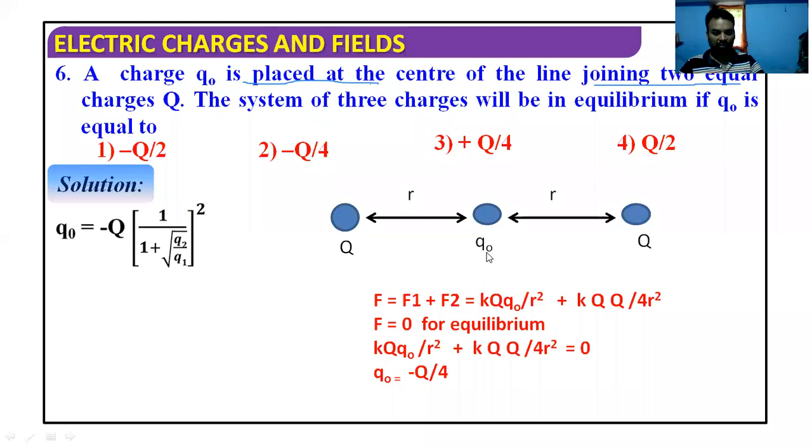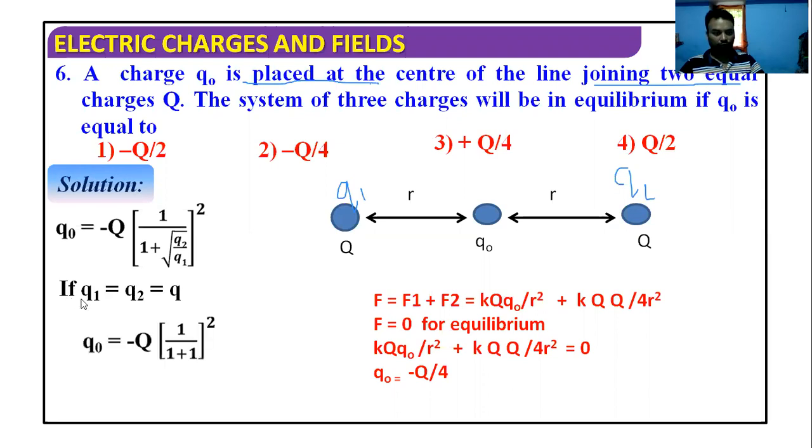So we are interested in Q naught. Q naught is equal to minus Q times the bracket 1 over 1 plus root of Q1 by Q2. Now Q1 and Q2 mean I am taking these two charges as Q1 and Q2. Basically, Q1 and Q2 are the same charges. So Q1 is equal to Q2 is equal to Q, or in this case, capital Q.